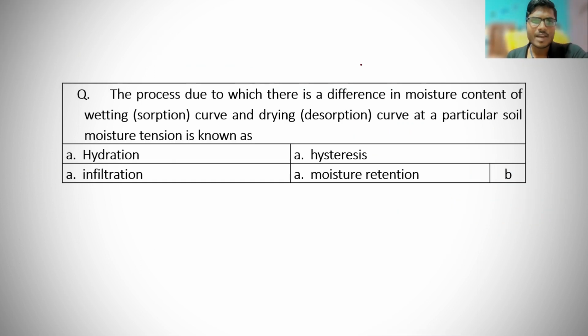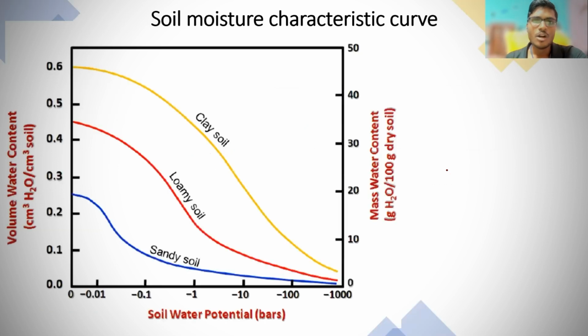Now we'll see a question: the process due to which there is a difference in moisture content of the wetting curve and drying curve at a particular soil moisture tension is known as hydration, hysteresis, infiltration, or moisture retention. This question is about the soil moisture characteristic curve. So first we'll try to understand what a soil moisture characteristic curve is. This is nothing but a graph between soil moisture content and soil water potential or soil water tension.